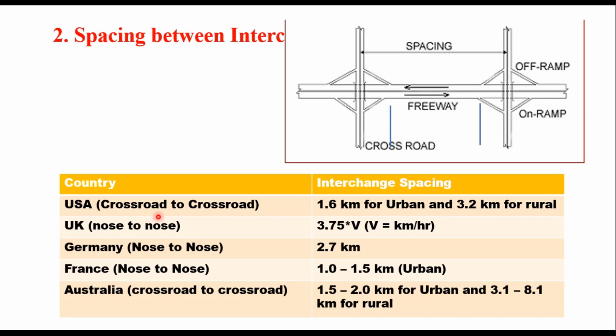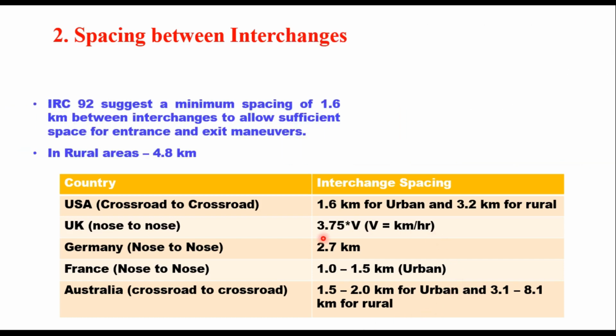In USA, it is measured from crossroad to crossroad, that is 1.6 km for urban area and 3.2 km for rural areas. In UK, it is measured from nose to nose, and it is 3.75 into V, where V is the speed in kilometer per hour. In Germany, it is nose to nose. In France, it is nose to nose. And in Australia, it is measured from crossroad to crossroad, and these are the distances suggested in different countries. In IRC 92, a minimum spacing of 1.6 km is suggested between interchanges to allow sufficient space for entrance and exit maneuver. In case of rural area, this can be up to 4.8 km.